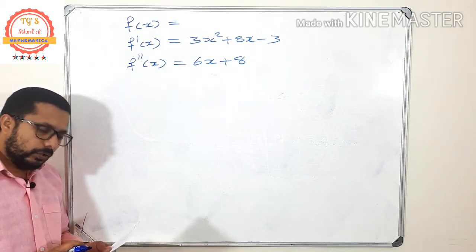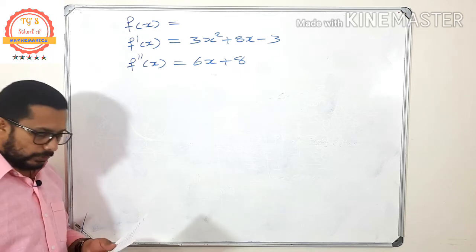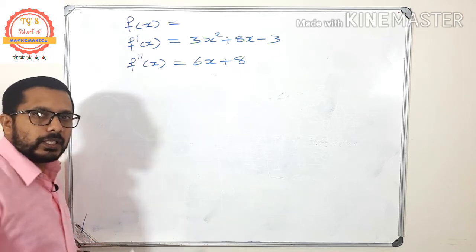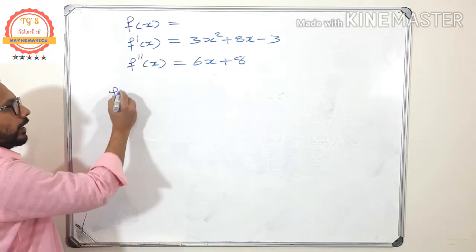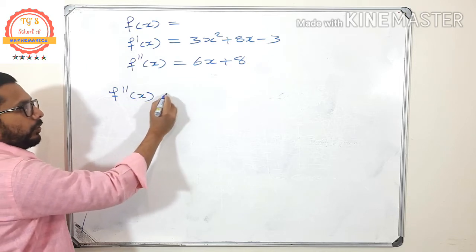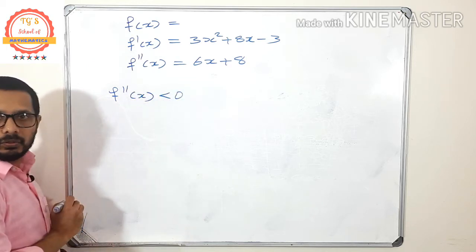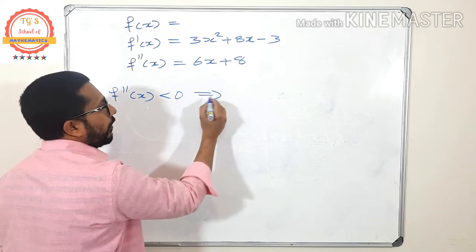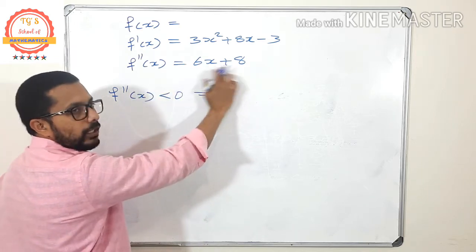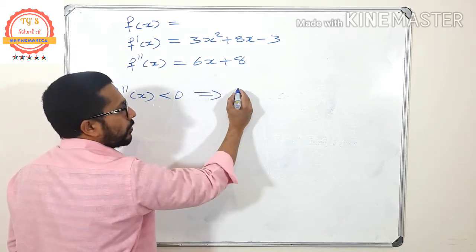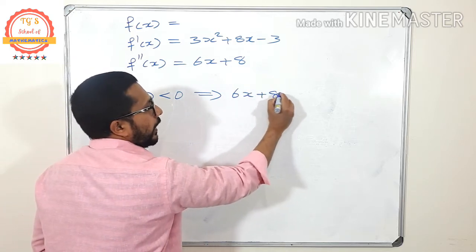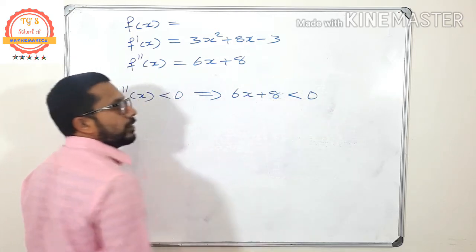And look at the question once more. For which values of x is f concave down? So what is the condition for concave down? Second derivative concave down, that is less than 0, okay. So what is the meaning of that? What is our second derivative in our question? 6x plus 8, okay. So it means that 6x plus 8 is less than 0.